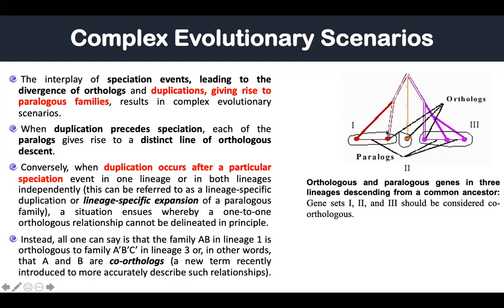If you see the first gene set, two paralogs were formed. In the second gene set, there was no duplication event. And in the third gene set, again, a duplication event happened and three paralogs were formed. So these three gene sets from the first species, second species, and the third species are actually known as paralogs and can be considered co-orthologous because they came from a common ancestor.